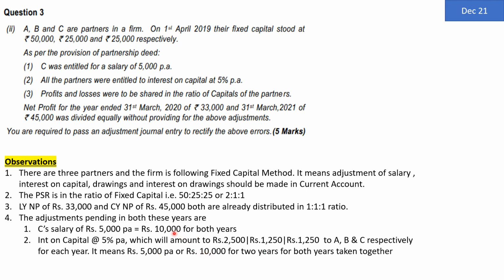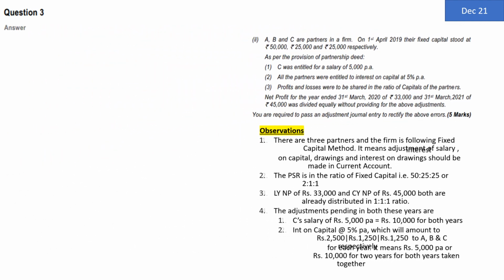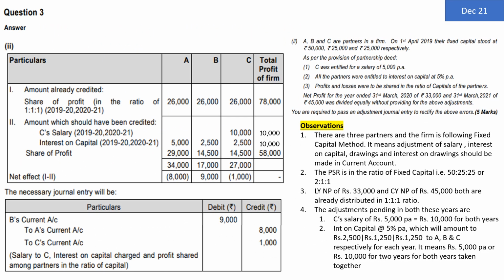That means C's salary for 2 years 10,000, adjustment is pending, and interest on capital rupees 10,000 for all the partners taken together for 2 years, adjustment is pending. With these basic adjustments or with this understanding, these observations, let us now consider the entries to be passed. So let us prepare a table first. What must have happened, what should have happened, and what is supposed to happen.